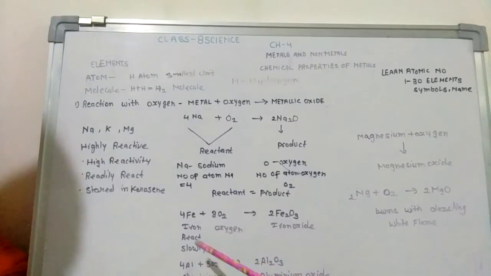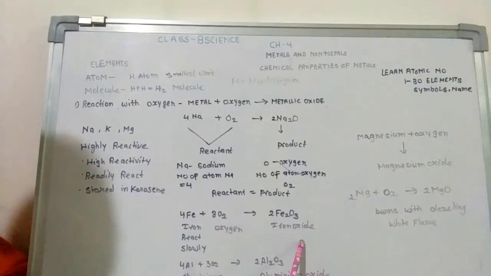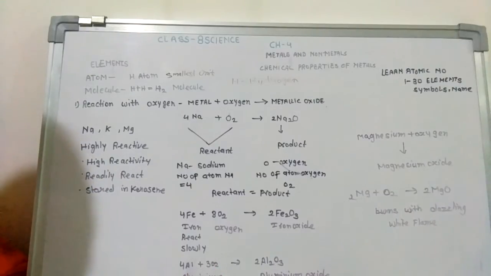Other elements like iron and aluminium react with oxygen very slowly. Here Fe is the symbol of iron. O2 is oxygen, and it forms Fe2O3, the formula of iron oxide. Al is the symbol of aluminium. When aluminium reacts with oxygen, it forms aluminium oxide.